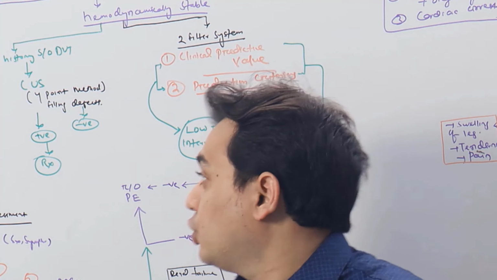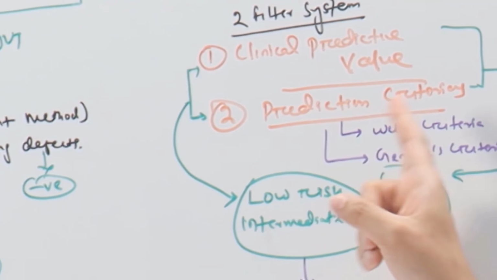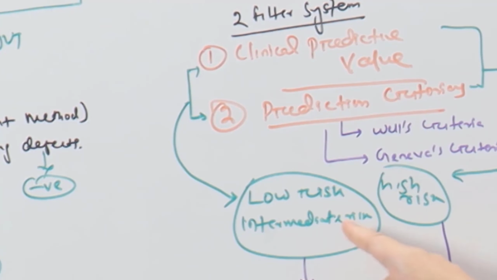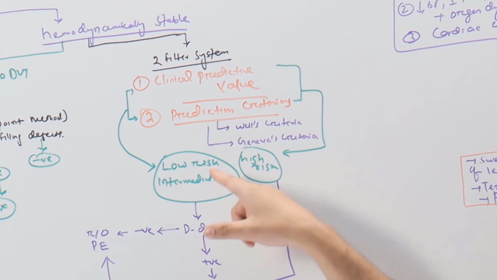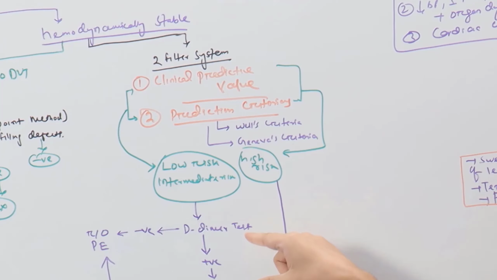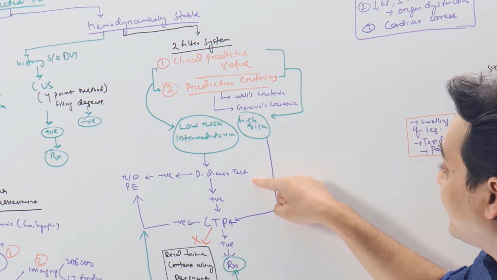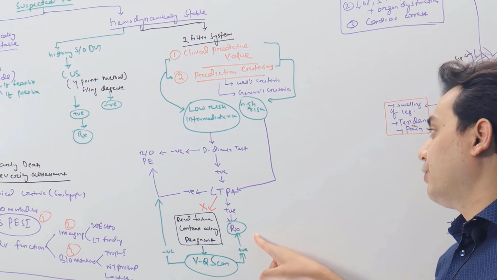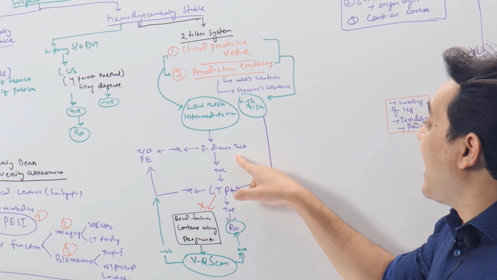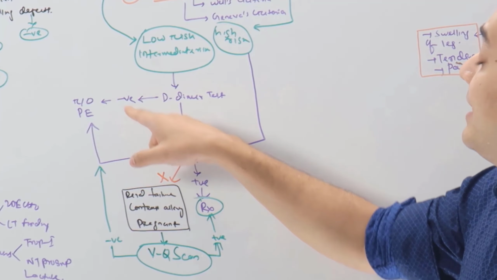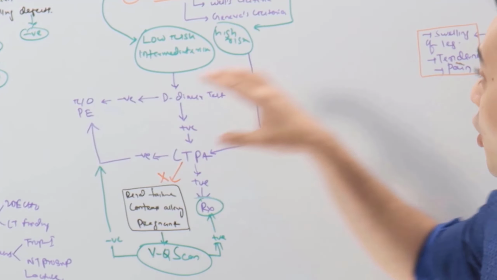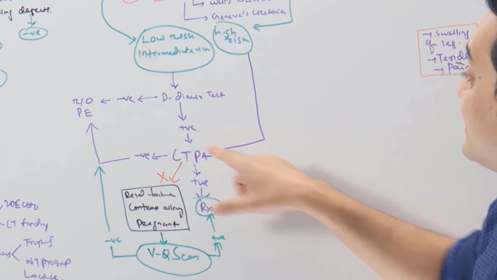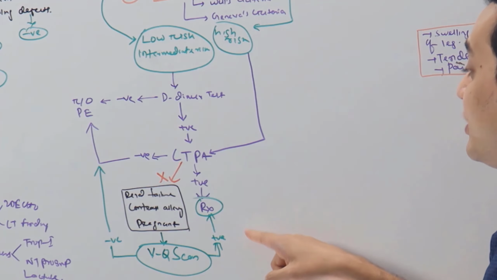What are the 2 steps? We have clinical predictive value and prediction criteria. Using either of them, you have to divide your patient into low risk or high risk. Those patients who are in low or intermediate risk will go ahead and do a D-dimer test. If the D-dimer test is positive, they will have a CTPA done. If the CTPA is positive, you will have to treat for PE. However, because D-dimer has a very high negative predictive value, if it is negative, it virtually rules out PE. However, those patients who are high risk can go ahead and directly do a CTPA. If it is negative, it rules out PE. If it is positive, you have to treat for PE.